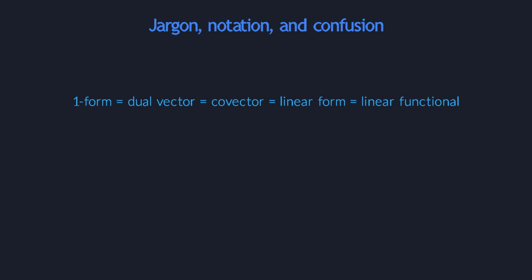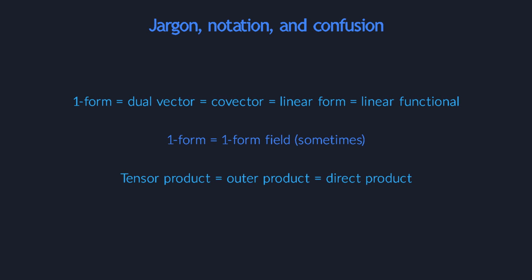Then there are the many different names that mean the same thing. The words one form, dual vector, covector, linear form, and linear functional all mean the same thing. To add to the confusion, physicists often say one form when they really mean a one-form field. And similarly, they use the term tensor for a tensor field. That's not just a single tensor, but an entire landscape of tensors, one at each point of space. We talked about this in the video about gravity and potential energy. Finally, the tensor product is also sometimes called the outer product, or the direct product.